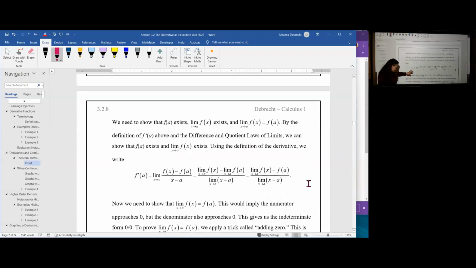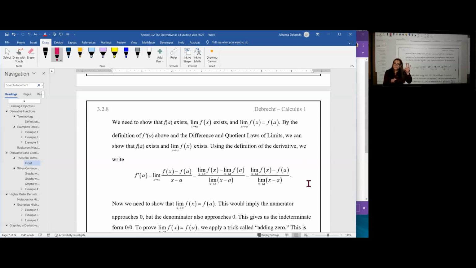In other words, I can take the difference quotient and I can use the limit law that the limit of a quotient is the quotient of the limits, and the limit of a difference is the difference of the limits. Now remember, we know the value of a, so f of a is a constant, and the limit of a constant is the constant. So we end up with this form on the right. But this is still the derivative, which we know exists and is a finite real number. That tells me that the two-sided limit as x approaches a of the function exists.